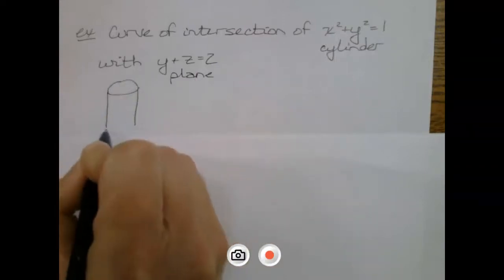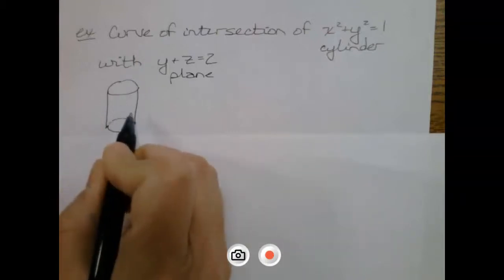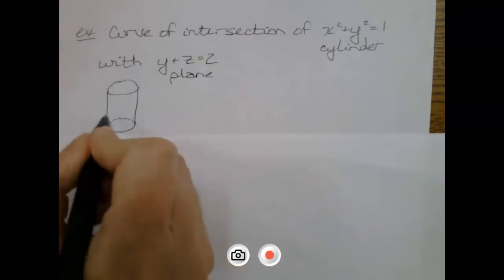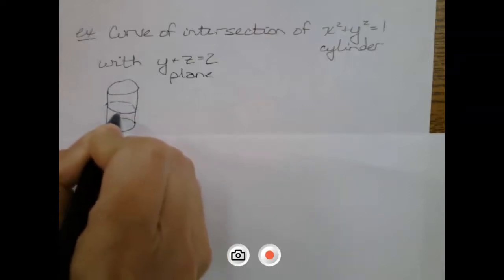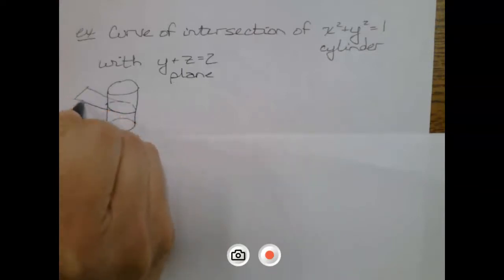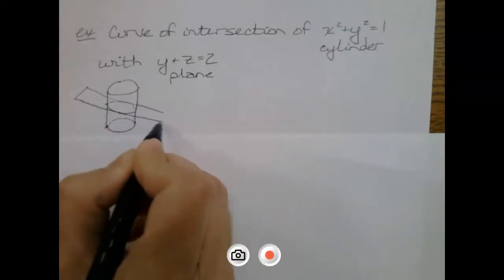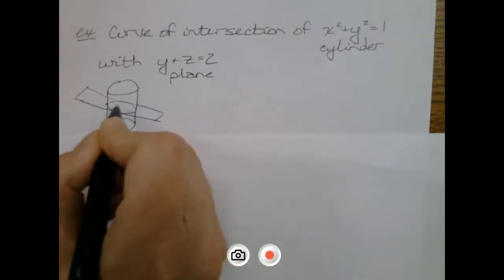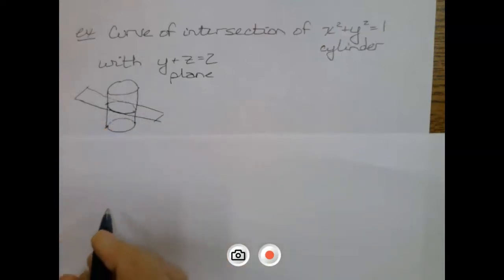Here's my cylinder. It's not going straight across. Y plus z equals 2. I'm going to be coming down this direction. So my plane is going something like this through the cylinder. And we can see the curve of intersection in here. It's an ellipse, not necessarily surprising there.